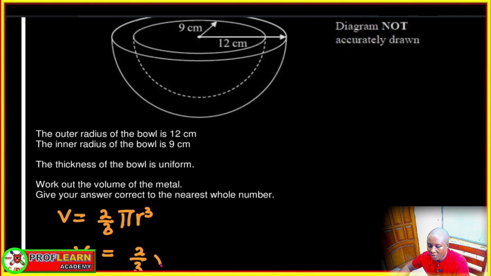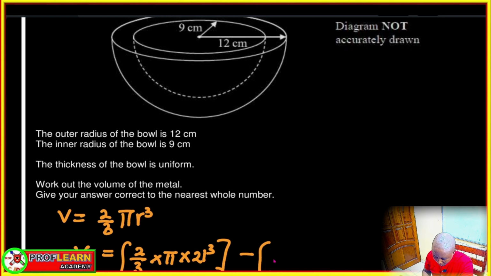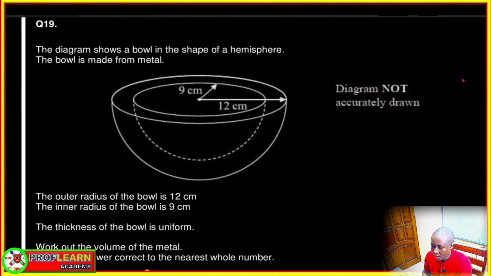Now to find the volume of this, I think I misplaced that. It should be 12, not 21. Guys, please correct that. It was a mistake. So please remember to change it to 2 over 3 times pi times 12 cubed, not 21, so that we can proceed.